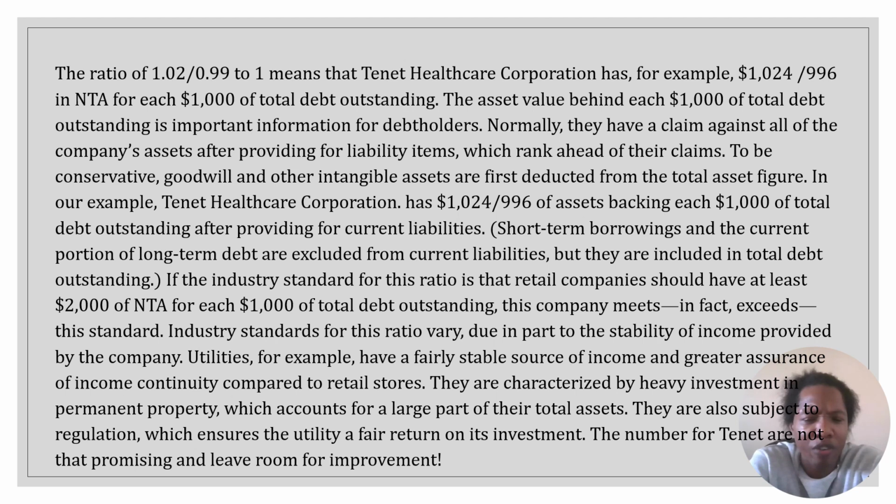Industry standards for this ratio vary due to the sustainability of income provided by the company's business. For example, utilities have a fairly stable source of income and greater assurance of income continuity compared to retail stores. They are characterized as heavy investments in permanent property, which account for a large part of their total assets. They are also subject to regulation that ensures utilities a fair return on their investment. The numbers for Tenet are not promising and leave room for improvement.